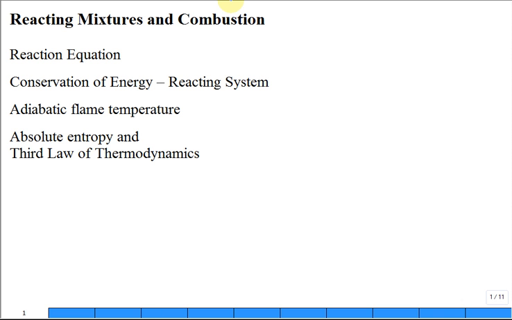We're finishing out the section on reacting mixtures and combustion, and we need to finish out the adiabatic flame temperature, talk about absolute entropy and doing an entropy balance for reacting mixtures and combustion, the third law of thermodynamics.